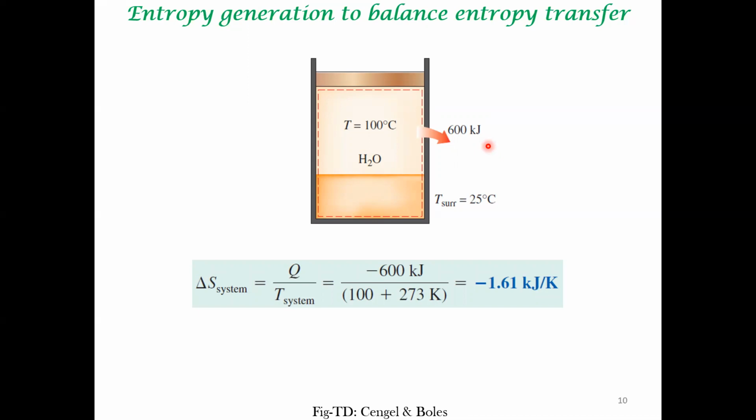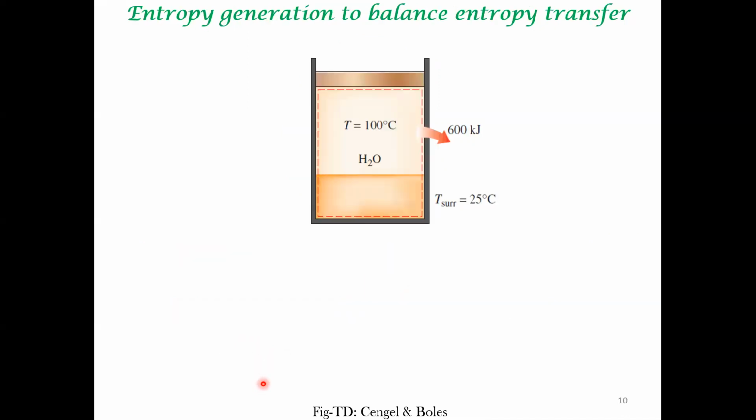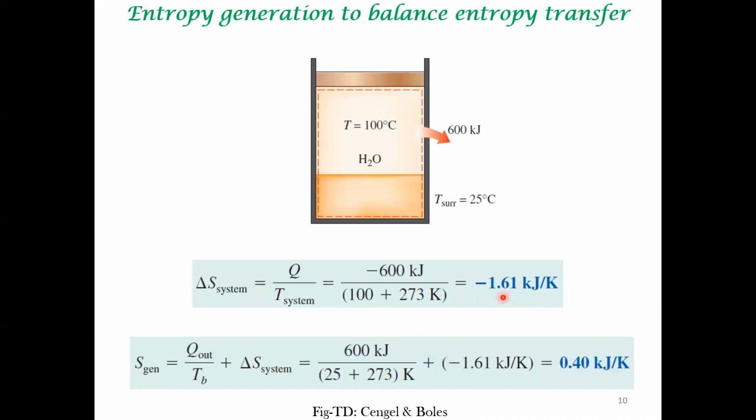So there are two computations you have to make. First is Q divided by the temperature of the system. That is minus 600, because thermal energy is being released, heat is being transferred out of the system, divided by the temperature. This is a negative quantity because heat is being transferred out. If you see that, that corresponds to this expression. So the delta S of the system, in this particular example, is this quantity.